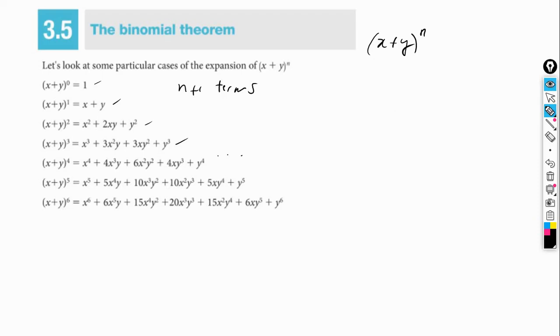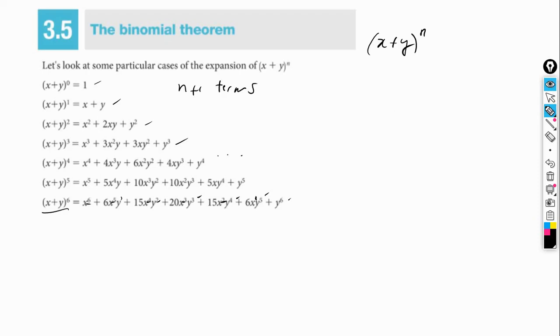Now let's take a particular case, the last one, x plus y to the 6. Notice that there's a pattern for x here. x starts to the power of n, and in this case n is 6. So it starts with 6 and gradually goes down: x to the 5, x to the 4, to the 3, to the 2, to the 1, and then 0. For y, it's the opposite. It starts with y to the 0, then y to the 1, y to the 2, y to the 3, y to the 4, y to the 5, and y to the 6.